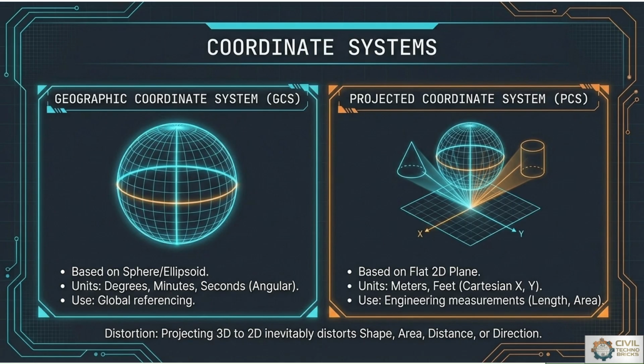Projected coordinate system, PCS, converts the curved Earth surface into a flat 2D plane. So the projected coordinate system is a 2D plane using Cartesian coordinates XY with units such as meters, feet, making it suitable for engineering measurements. It is widely used in civil engineering projects for calculating length, distance, area, alignment in applications such as road design, road alignment, land surveying, infrastructural planning, likewise.